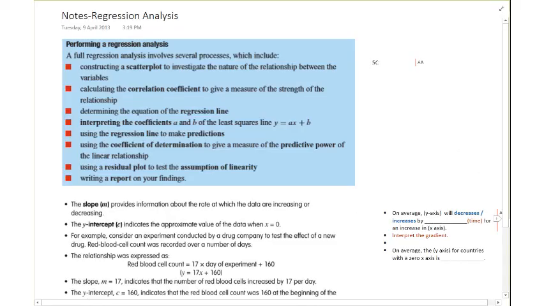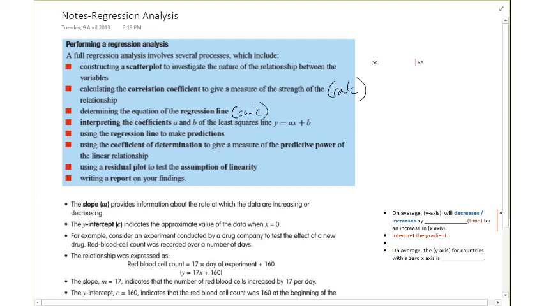It's worthwhile going through a quick look at the linear regression analysis. What we want to do is construct a scatter plot to investigate the nature of the relationship between the variables, which we know how to do. We calculate the correlation coefficient to give a measure of the strength. We determine the equation of the regression line, and we're using the calculator for that. This is done on the calculator.